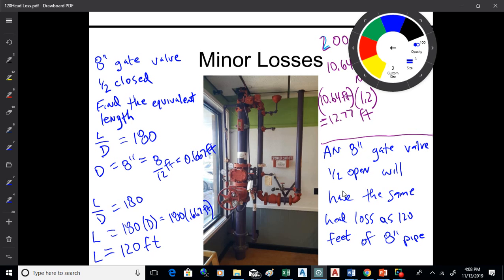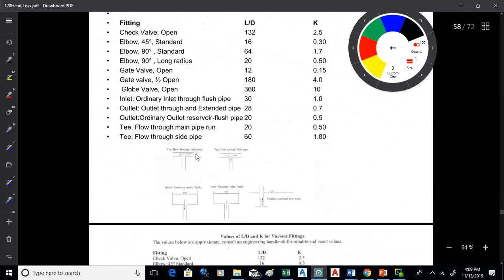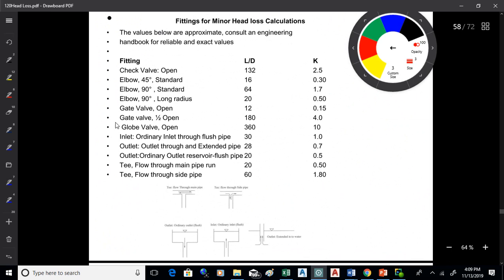So the way we find the head loss associated with fittings and valves, and I'm on page 122 now, is we find what we call an equivalent length for different things that we're running the water through. So for example, if we've got an 8-inch gate valve that's half closed, and this is written up on page 122, let's find the equivalent length. Now what we're going to do is look at the table on page 123. For a gate valve half open, the equivalent length, the L over D value, where L stands for the length and D is the diameter of the pipe, is 180.